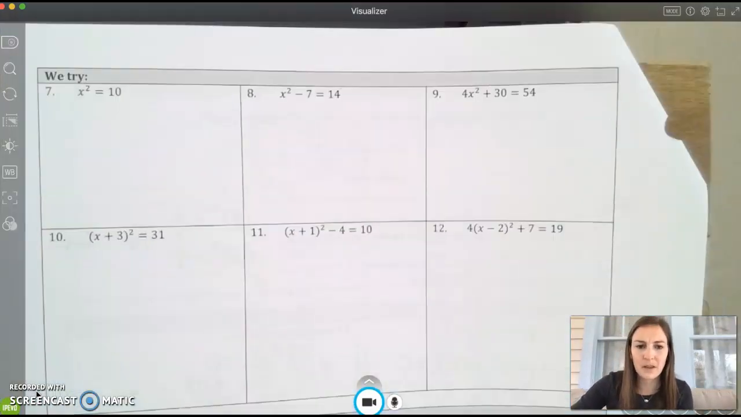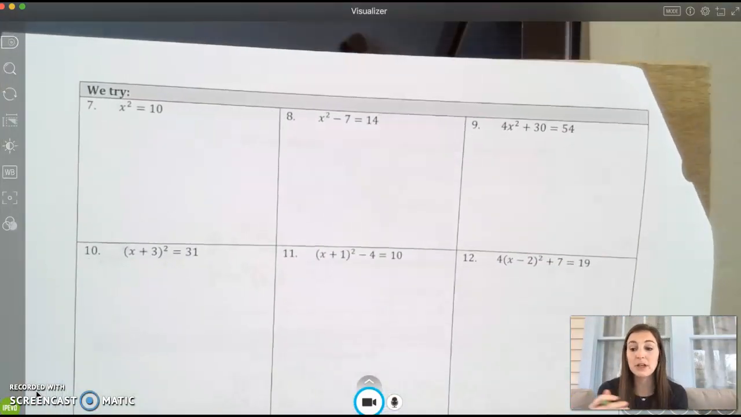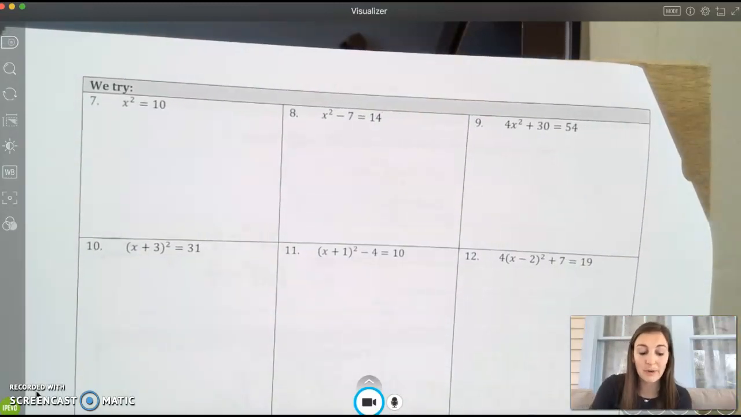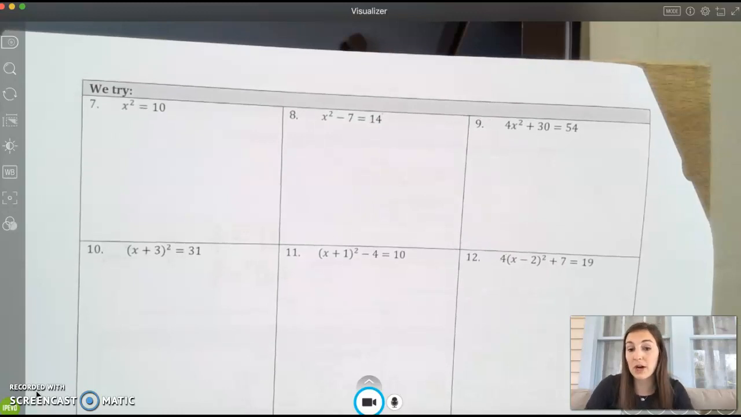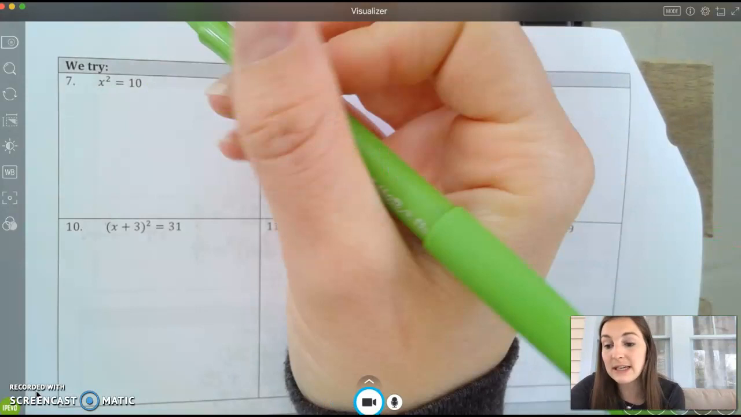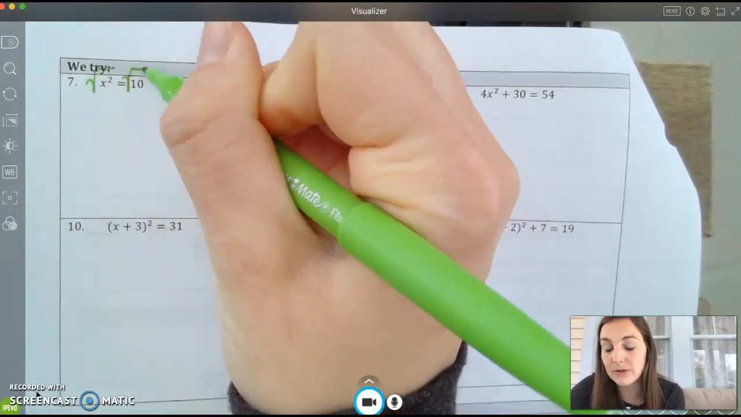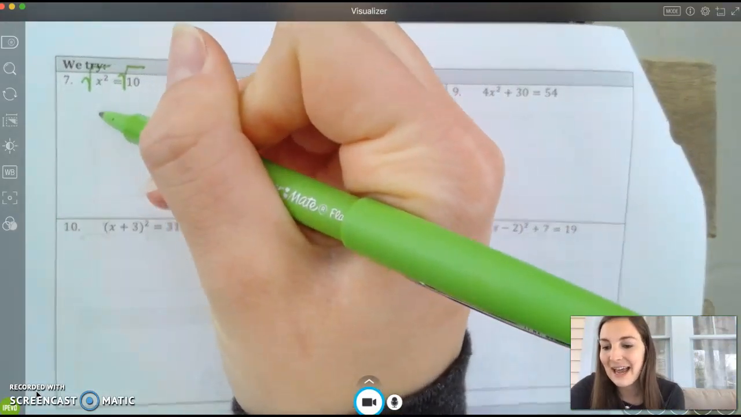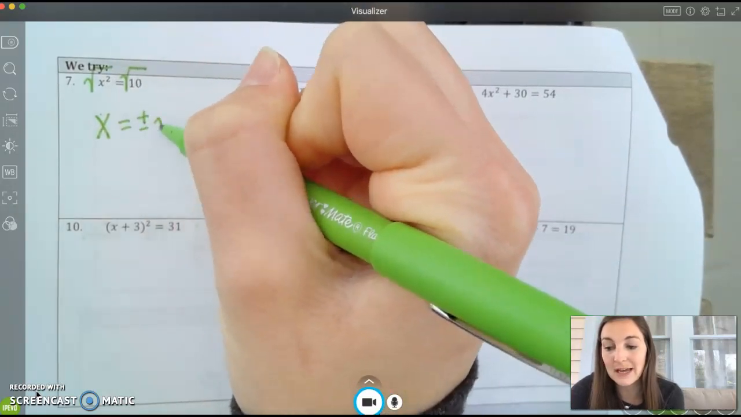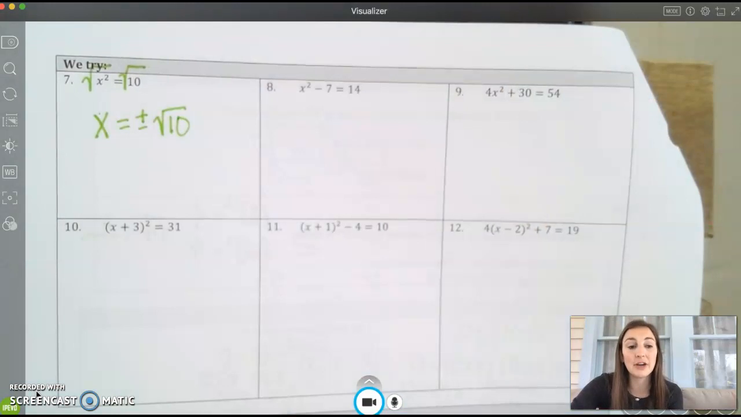Okay, same thing, we're going to do the first 6 together, and the last question at the bottom, what would happen if you have a negative, you're going to work on and try on your own. Okay, so I already have x squared isolated, so I'll take the square root of both sides, and x equals plus or minus the square root of 10. 10 doesn't have any perfect square factors, so I'm done.